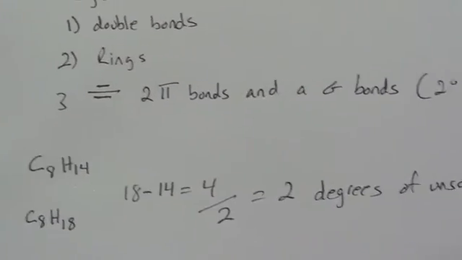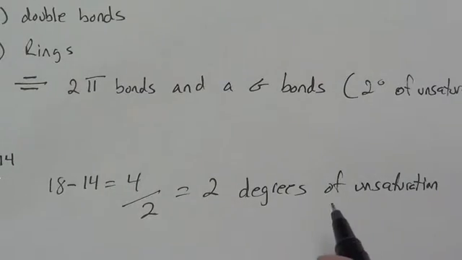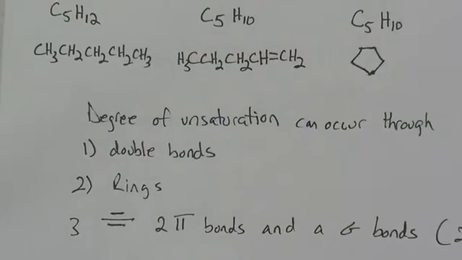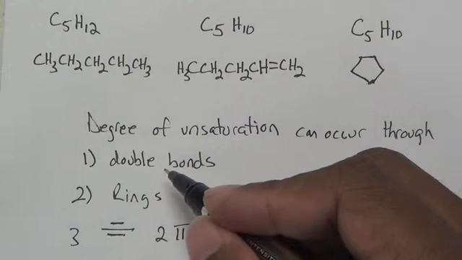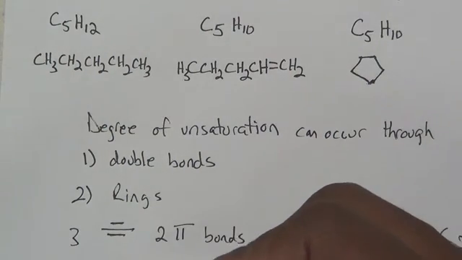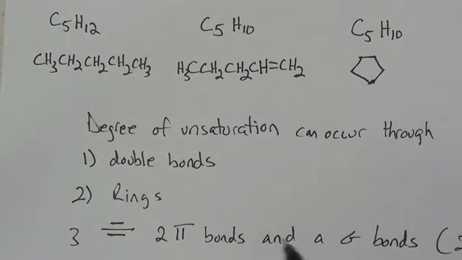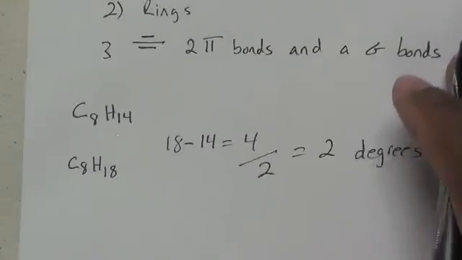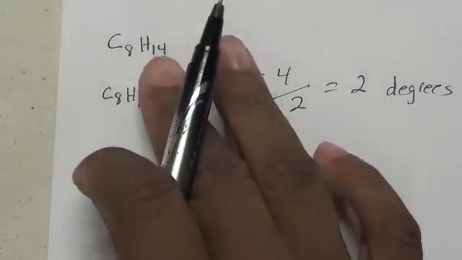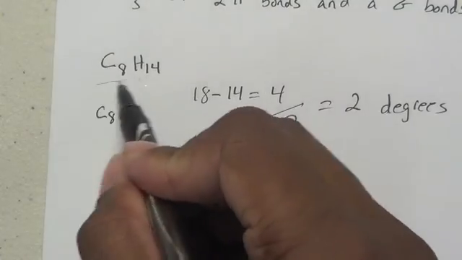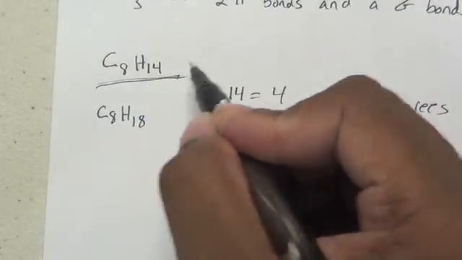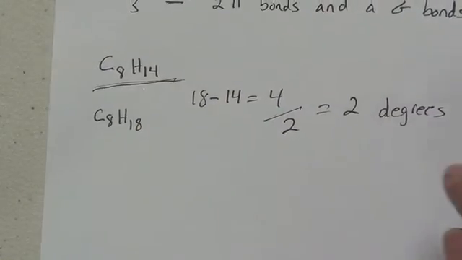Now this can be determined. The way we arrive at 2 degrees of unsaturation means that it can either have 2 double bonds, a double bond and a ring, or a triple bond, because a triple bond results in 2 degrees of unsaturation by itself. So let's draw some structures based on this C8H14 formula with 2 degrees of unsaturation.